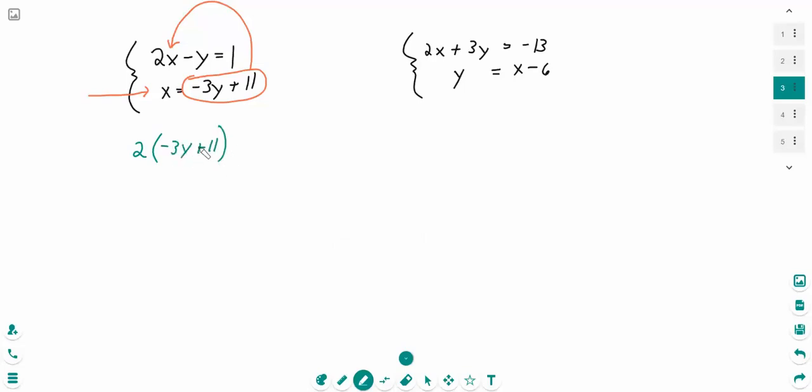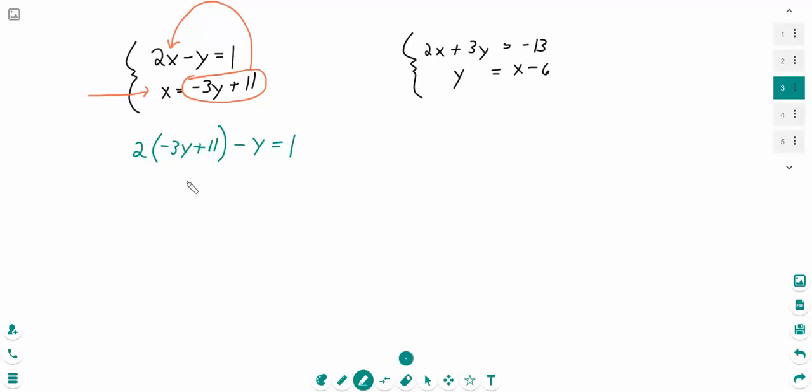Notice I'm using parentheses. Very important when we're substituting in to use parentheses, because otherwise things will not work out properly. Notice this has to be now a distributive property because of the parentheses. So make sure you use the parentheses when you substitute values in for a variable. All right, so we have 2 times this whole quantity minus y equals 1.